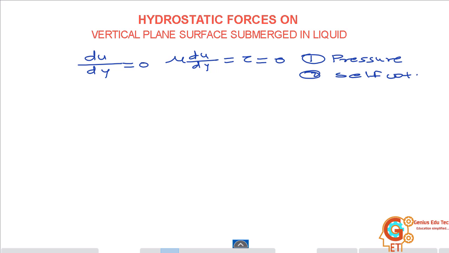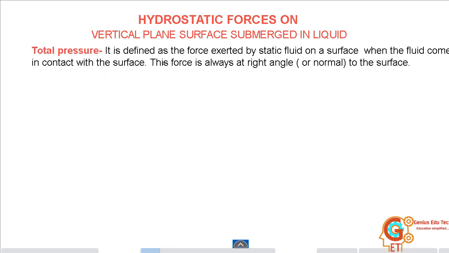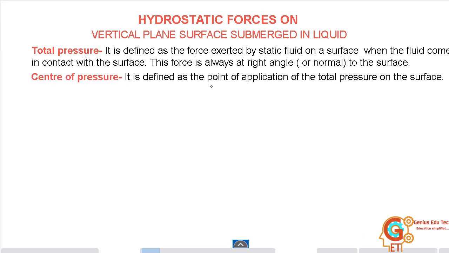The prerequisite for this particular derivation is understanding of total pressure and center of pressure. Total pressure is defined as the force exerted by static fluid on the surface when the fluid comes in contact with the surface. This force is always at right angles, or normal, to the surface in contact. And center of pressure is defined as the point of application of total pressure on the surface. These are just definitions. Let us go to the concept and see what we understand from the diagram.